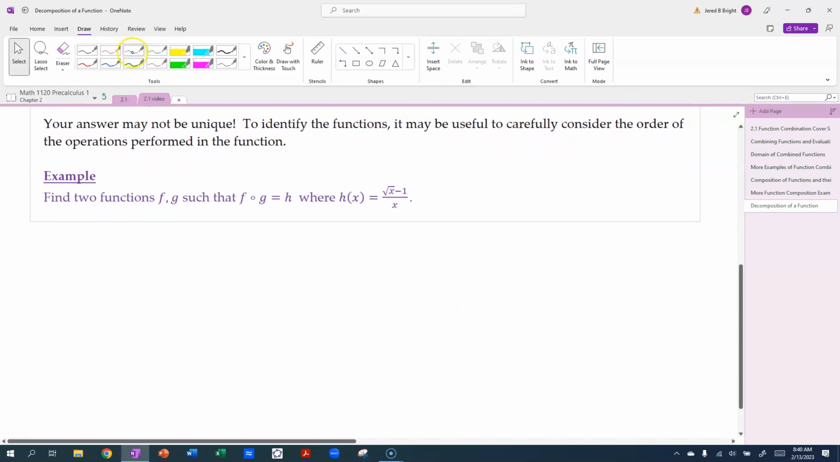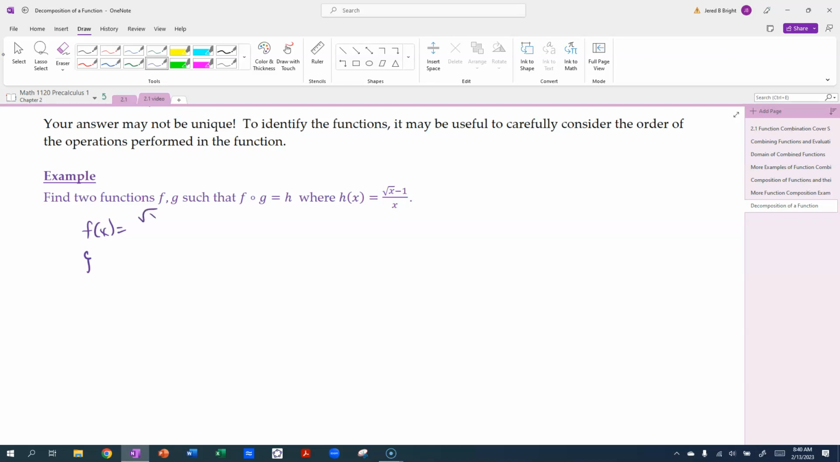Next example. Find two functions where f composed with g gives you this h of x function. Now this one could be a little tricky. Yes, the silly way, you could do something like f of x is equal to square root of x minus 1 over x, and then g of x is just x, and then again insert g of x into f and you get the same thing. That's fine. This is basic and we can do better. So let's do better. f of x, g of x.